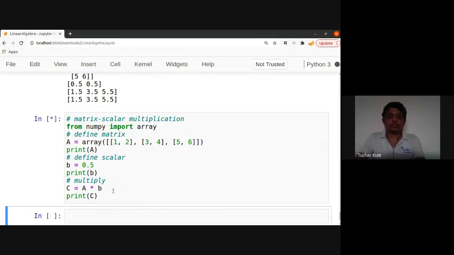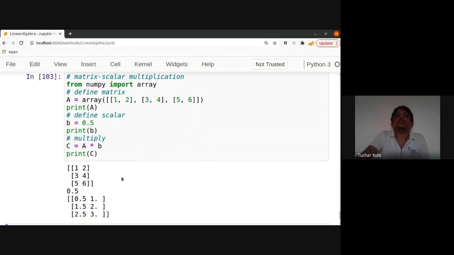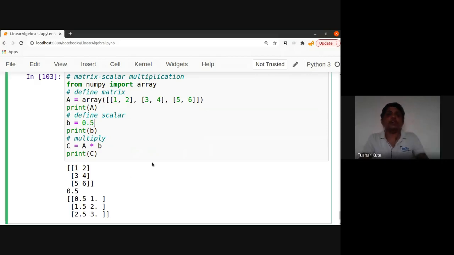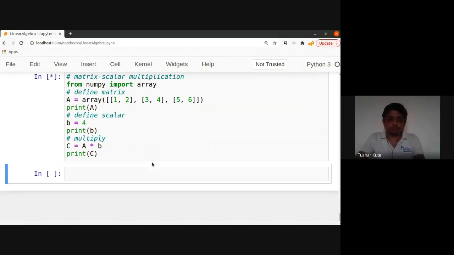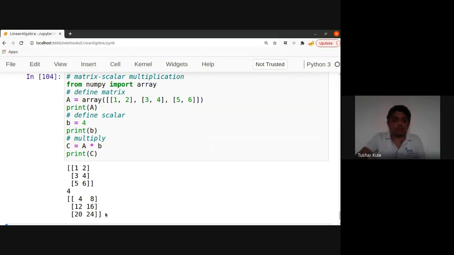So A into B, I am doing over here and printing that C on the screen, so you can check it out. Now see, every element that is present there is multiplied by the respective scalar number. So again, what we are doing, we are rescaling it. We are scaling down this matrix. We can even scale up also. If I change this multiplication factor above 1, like 4, every number is multiplied by 4, scaled up. So scalar and matrix, they are multiplied.